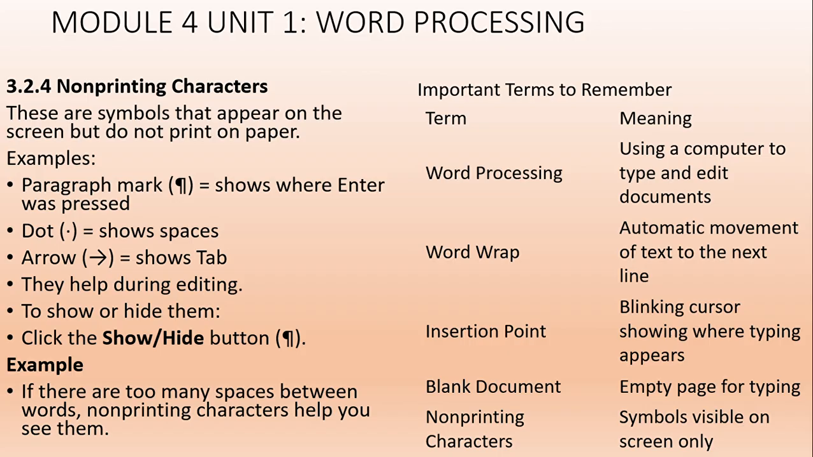So let's look at the next one, which is the non-printing character. These are symbols that appear on the screen but do not print on paper. You will see them on the screen, but when you want to print the document outside, they will not appear on the paper. You will never see them on your paper. An example is the paragraph mark. If you want to print, you will never see it.